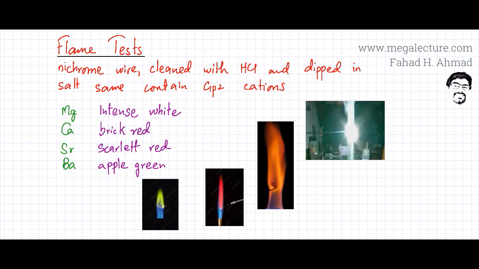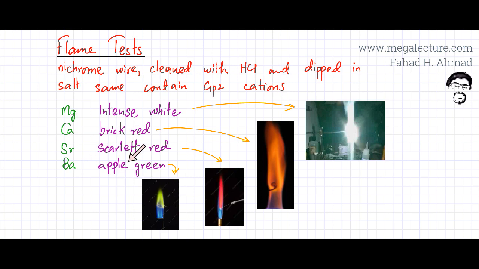If you put a magnesium salt in a flame, you're going to get an intense white color, which is shown over here. Similarly, if you do a flame test with a salt containing calcium ions, you're going to get a brick red color of the flame, which is shown over here. Then you have strontium. If you do a flame test with strontium, you're going to get a scarlet red color, as shown in this image. And with barium, you're going to get an apple green color.